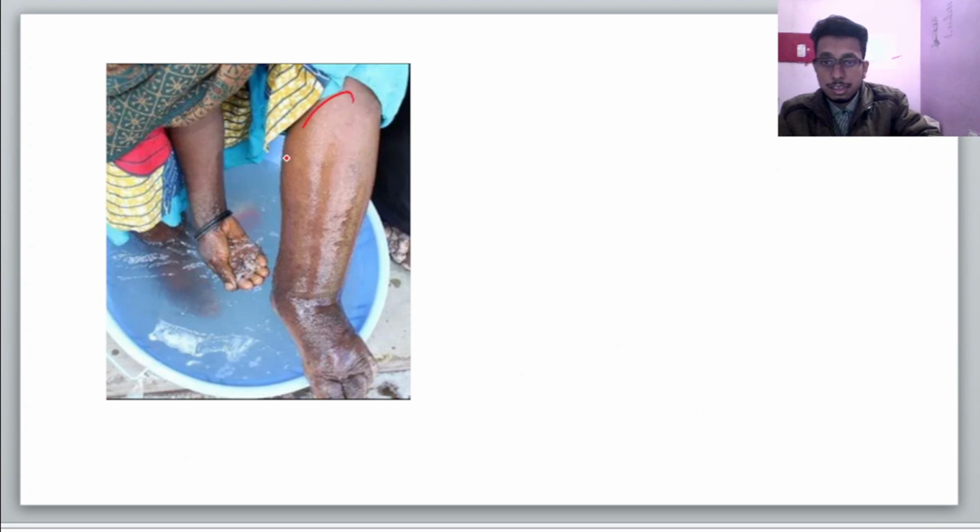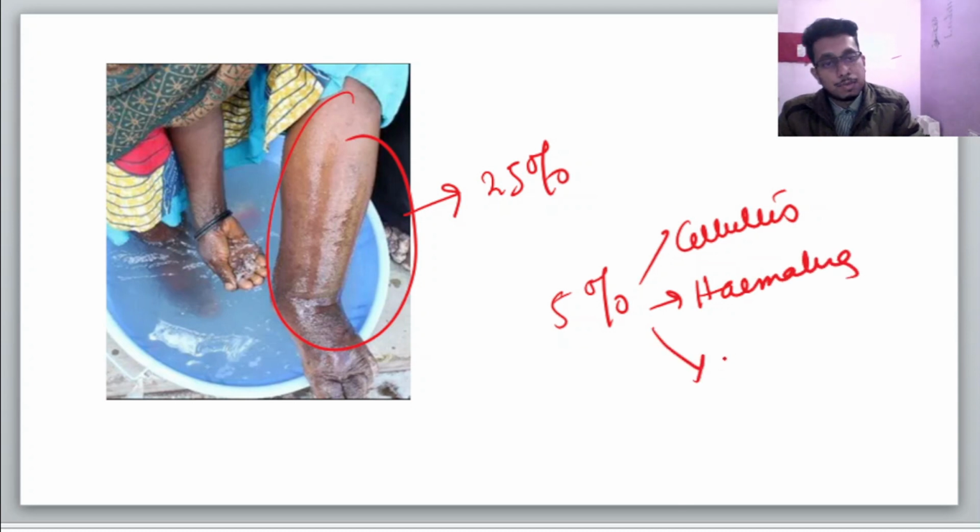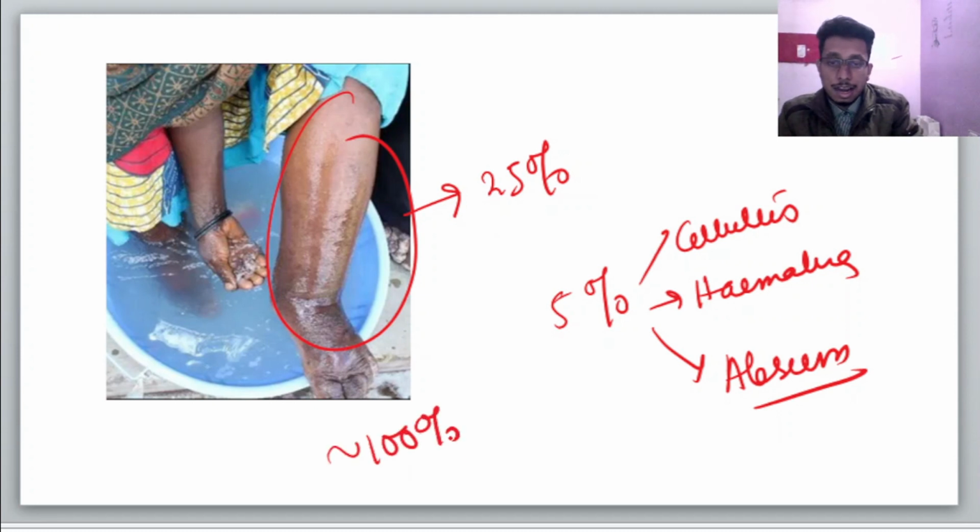So this lymphatic swelling is seen in 25% cases. 5% cases will have cellulitis, hematuria, or abscess formation, whereas almost 100% will have genital organ involvement. Okay.